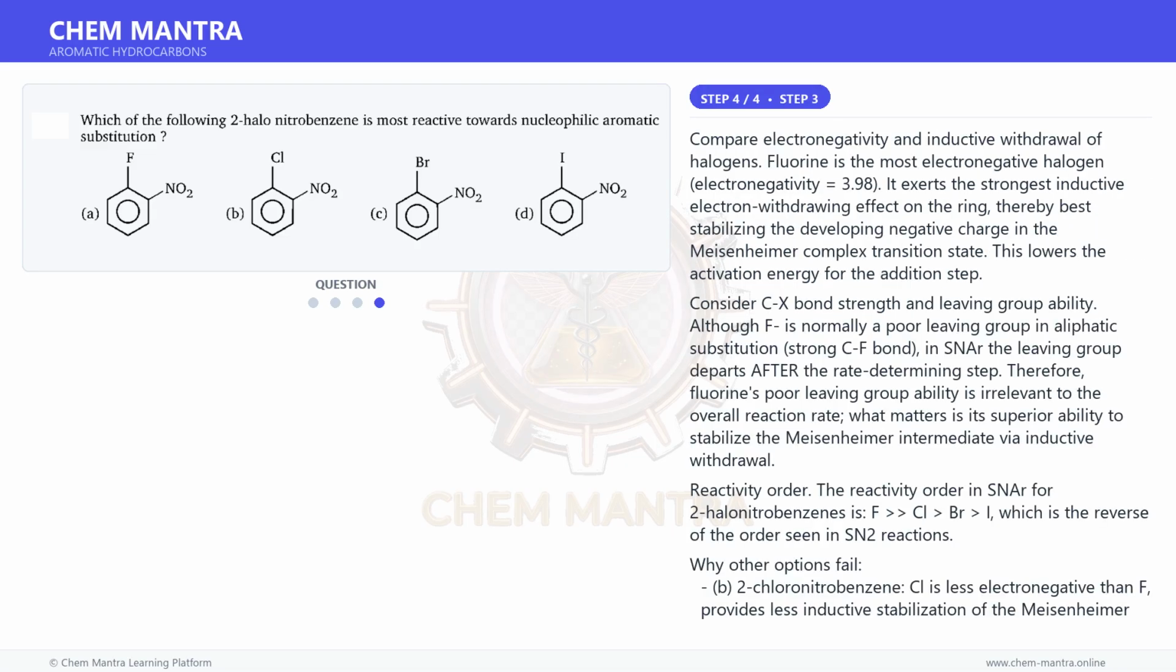And for the final step, compare electronegativity and inductive withdrawal of halogens. Fluorine is the most electronegative halogen. Electronegativity is equal to 3.98. It exerts the strongest inductive electron-withdrawing effect on the ring, thereby best stabilizing the developing negative charge in the Meisenheimer complex transition state. This lowers the activation energy for the addition step.